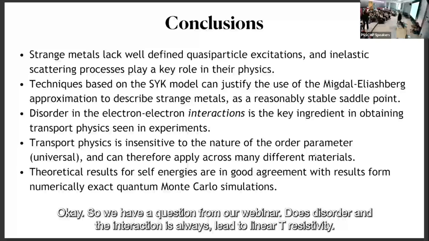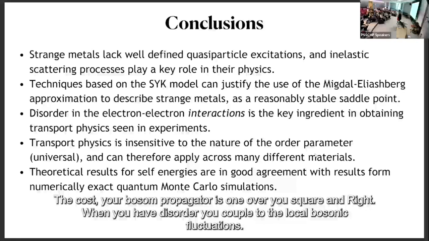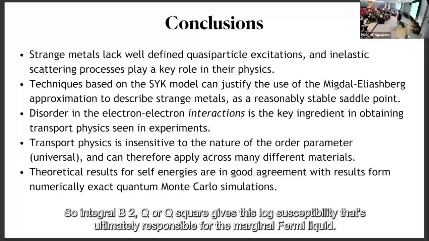So we have a question from the webinar. Does disorder in the interactions always lead to linear T resistivity? And can one obtain arbitrary scaling laws? So the T-linear resistivity that comes with the disordered interactions comes from being in 2 dimensions, because your boson propagator is 1 over q squared, and when you have disorder, you couple to the local bosonic fluctuations. So the integral d2q over q squared gives this log susceptibility that's ultimately responsible for the marginal Fermi liquid.